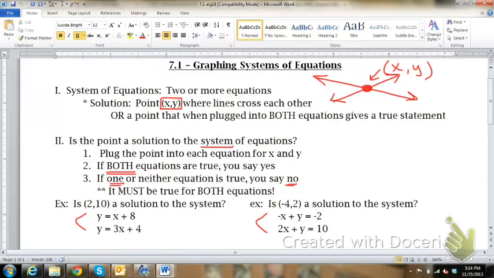It doesn't matter if one equation works. If the other equation doesn't also work, you have to say no to the entire system. So it must be true for both equations. Okay, so pause the video and write that down before I scroll and move on to the examples.